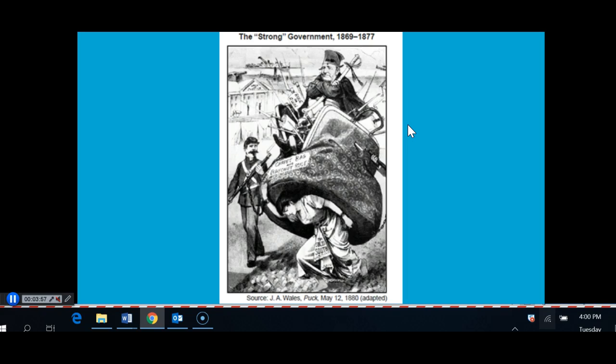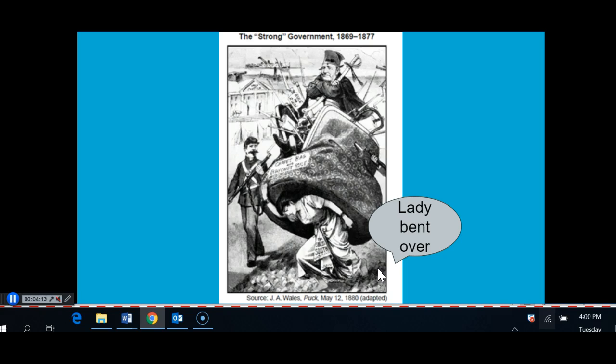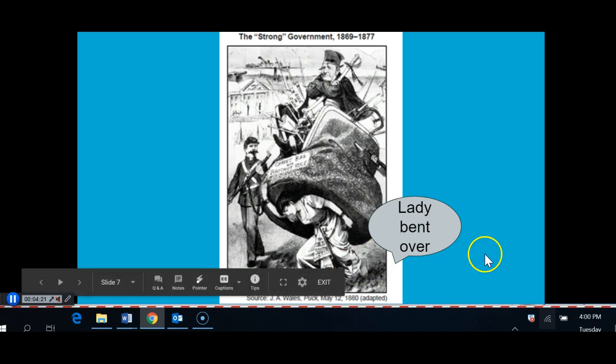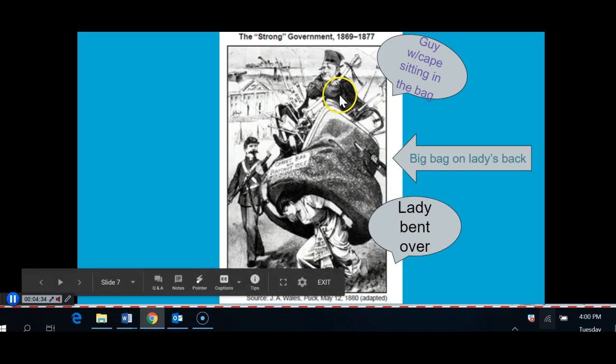Okay, so what do I mean when I say pick apart all of the details? Well, I'm going to give you a couple of ideas. So here we have the image, here's the entire thing. When you write down all of the details, it can be in list form, and you might start with this lady being bent over. Let's find another one. There's a big bag on this lady's back. Let's do some more. Inside of the bag, you can see that there's a guy with a cape.